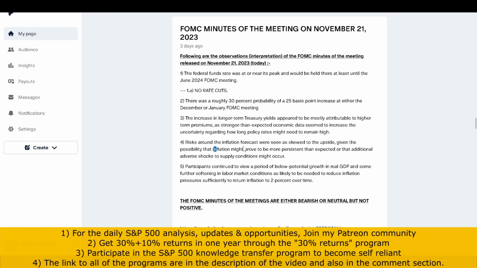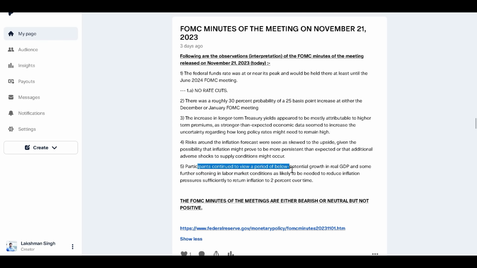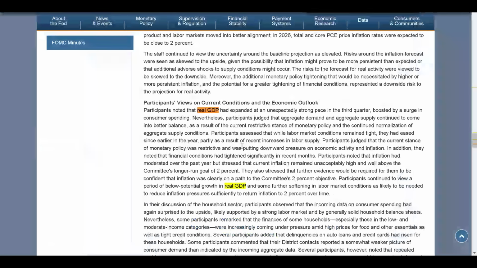Now another thing is, some have mentioned and some have not published this news, that the participants, meaning the FOMC, Federal Open Market Committee members, continue to view a period of below potential growth in real GDP, and some further softening in labor market conditions as likely to be needed to reduce inflation pressures sufficiently to return inflation to 2% over time. This was mentioned in the participants' views on current conditions and economic outlook.